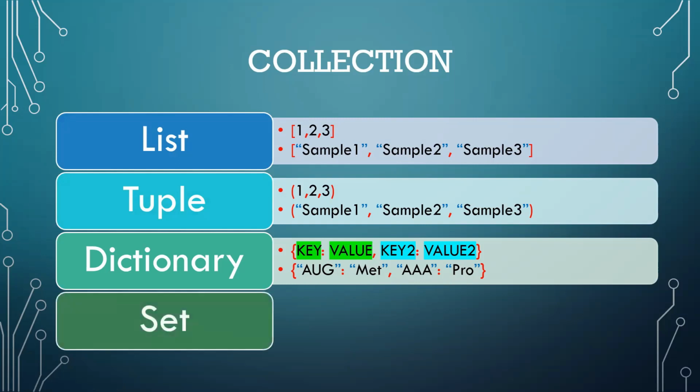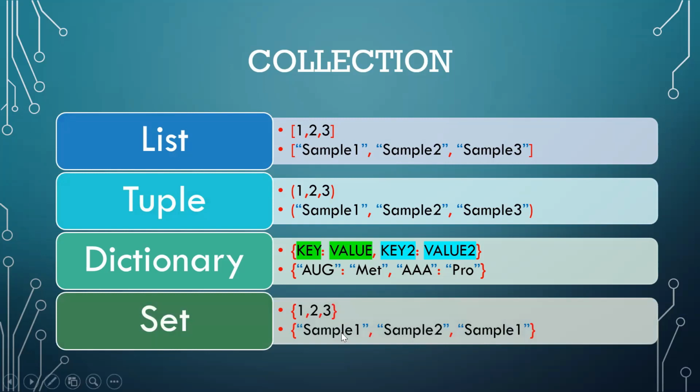The last one is the set, and it's using the same brackets as the dictionary, but it's also separate. The indexes are separated by a comma, and it can be used for both integers and strings. All right.